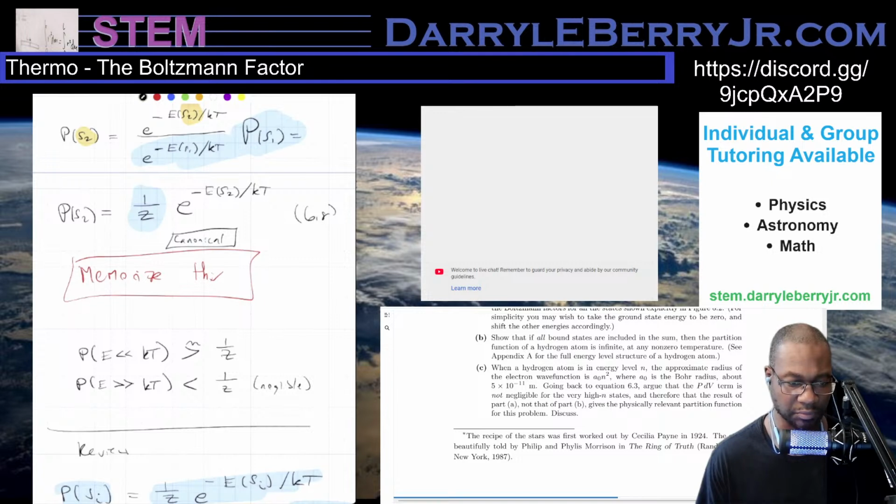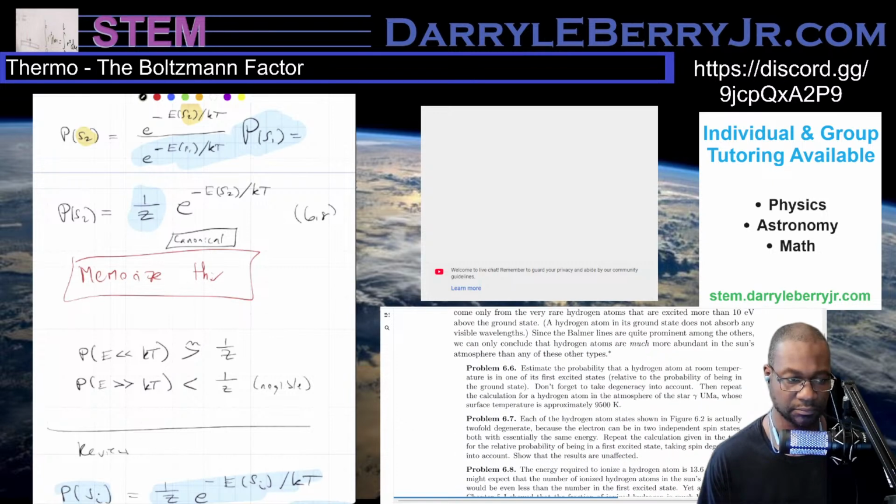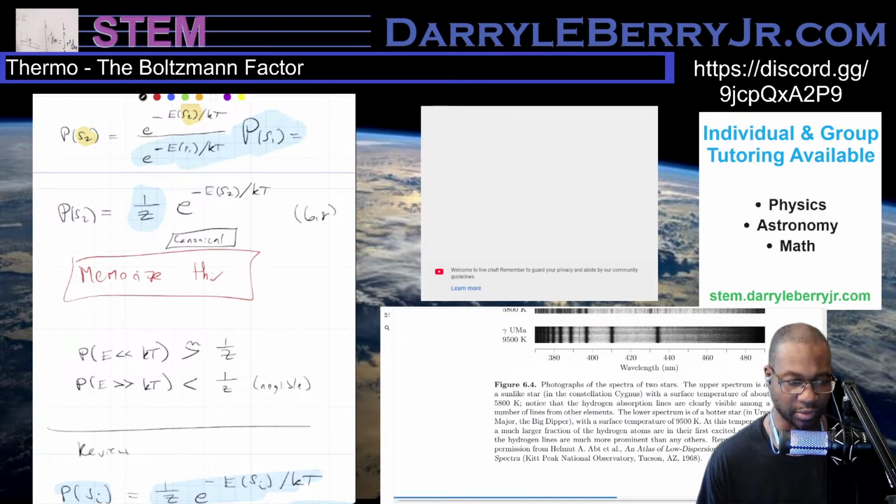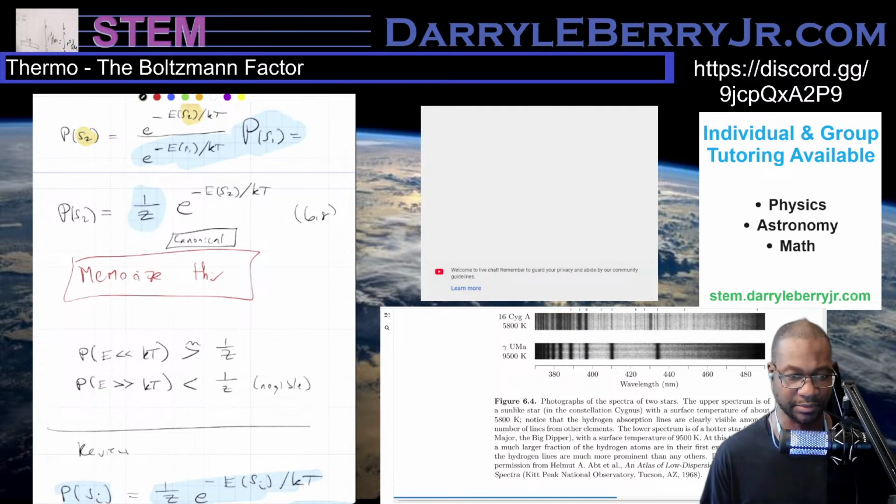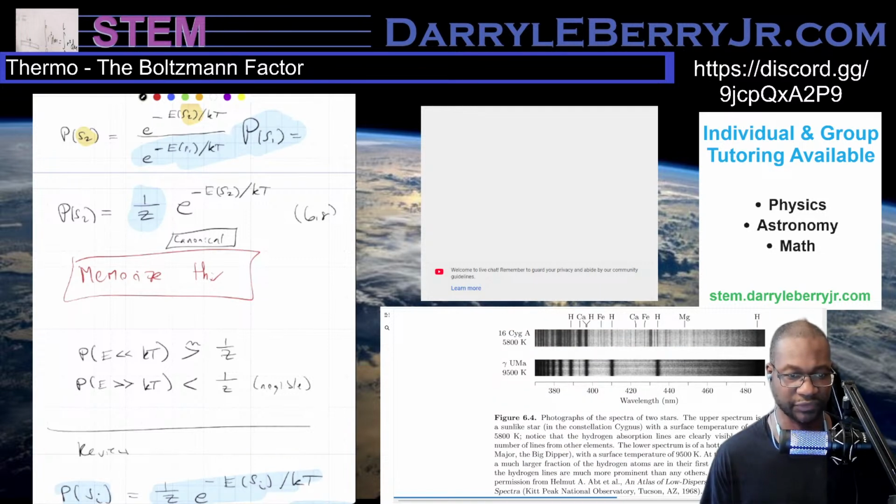The recipe of the stars was first worked out by Cecilia Payne in 1924. The story is beautifully told by Philip and Phyllis Morrison in The Ring of Truth. I've heard the general idea about Cecilia Payne determining that hydrogen is the bulk of the sun's mass, not a mixture of a bunch of things like was previously thought, but I could use more details on it.